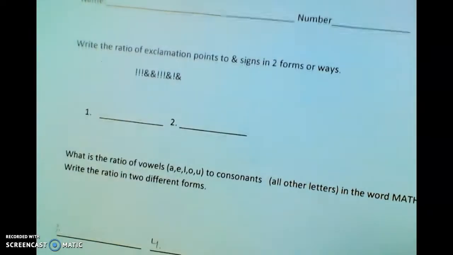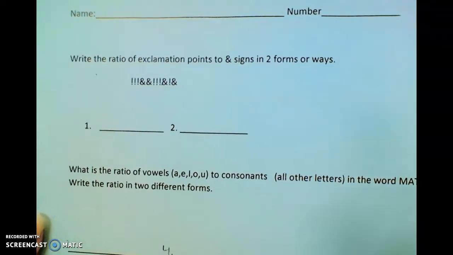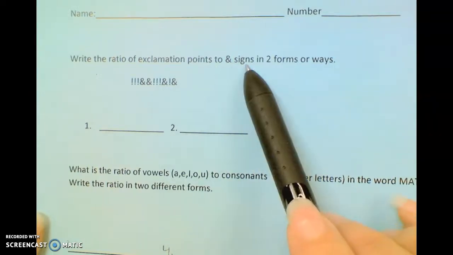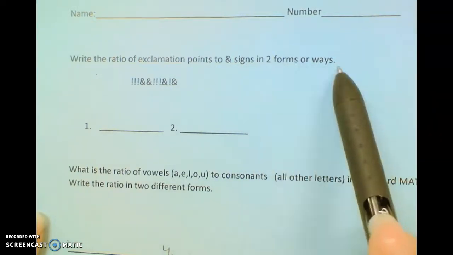This is our at-home review to get us ready for our first assessment over ratios. You can use it to look through and see if your answers are correct, or you can go along with me to do the problems with me. So this one says, write the ratio of exclamation points to and signs in two forms or ways.